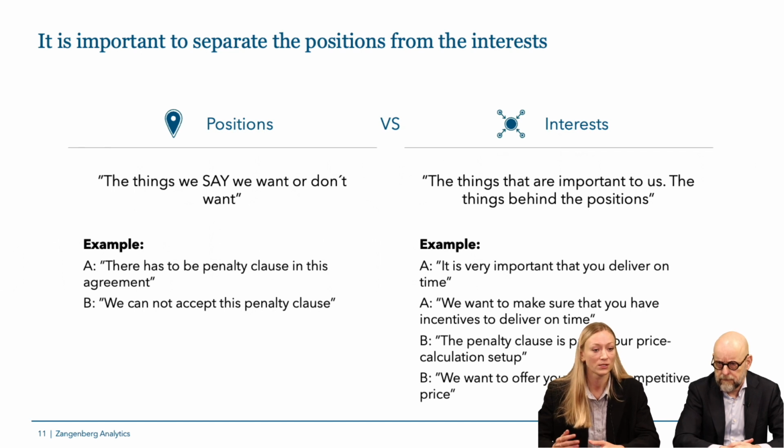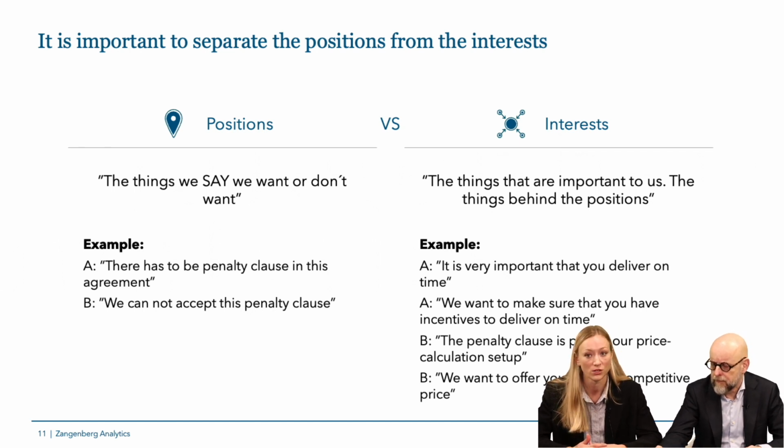The position is the thing that we say that we want or don't want in the agreement. For example, best and final. There has to be a penalty clause in this agreement. We cannot accept this. We want this and this in the agreement. Versus the interest, which is what the position reflects below the surface. So it's very important that you deliver on time, which is translated into there has to be a penalty clause in this agreement. We want to make sure that you have some incentives to deliver on time. This is the interest behind the position.